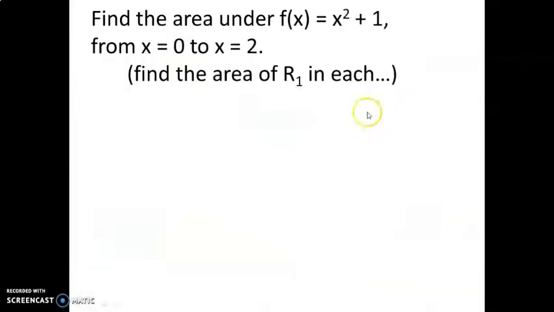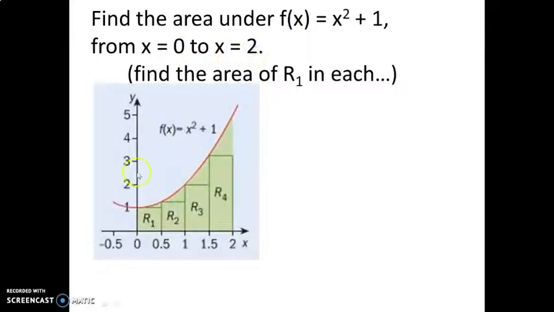So let's say we want to find the area under the graph of f of x equals x squared plus 1. That's a parabola. And we want to find the area from x equals 0 to x equals 2. So let's say again we have our curve here. Here's a parabola x squared plus 1. And we want to find that area in green.